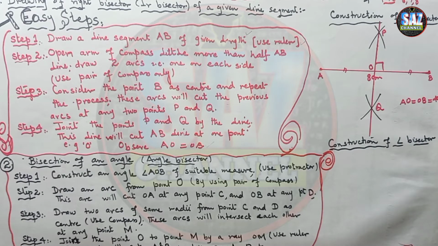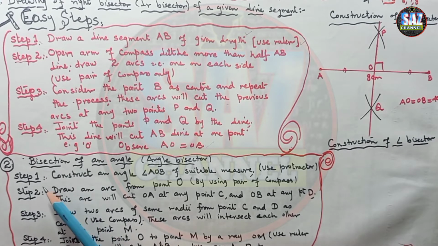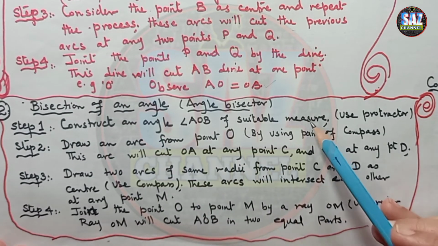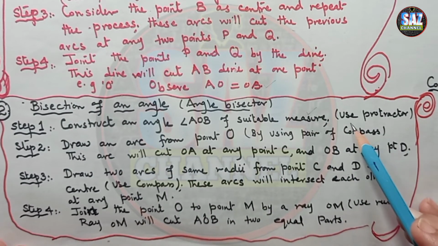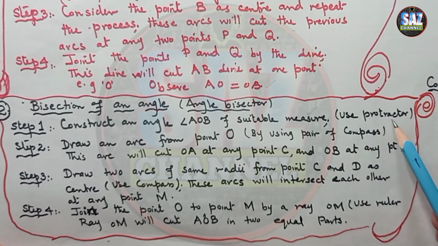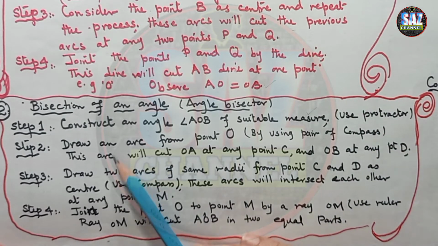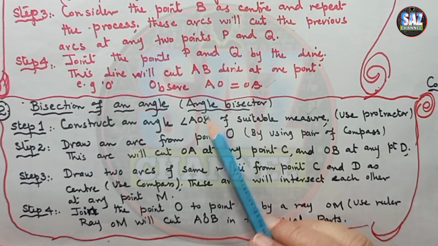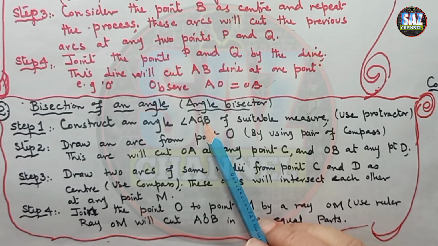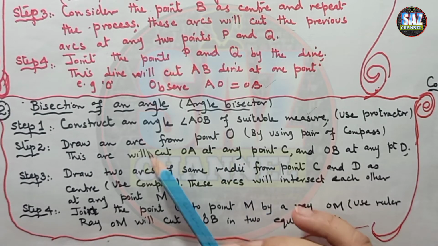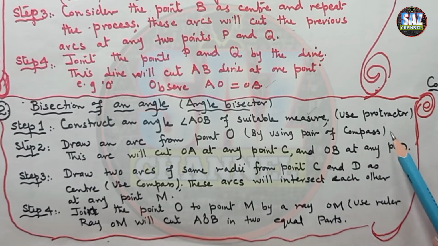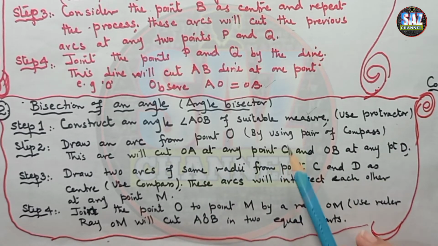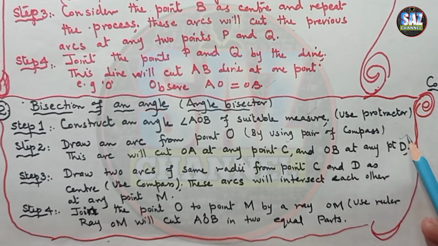For the construction of the angle bisector, step 1 is that we have to construct an angle AOB of suitable degree measure, and for the construction of the angle we mostly have to use the protractor, and then draw an arc from point O. Because O is the middle point, we have to construct an arc from point O by using a pair of compasses only. This arc will cut OA at any point like C and OB at any point D.